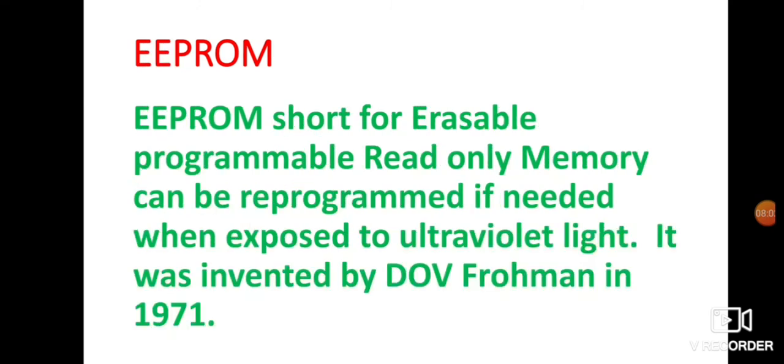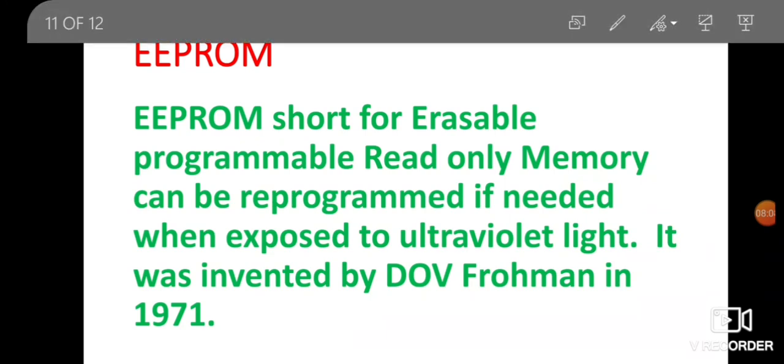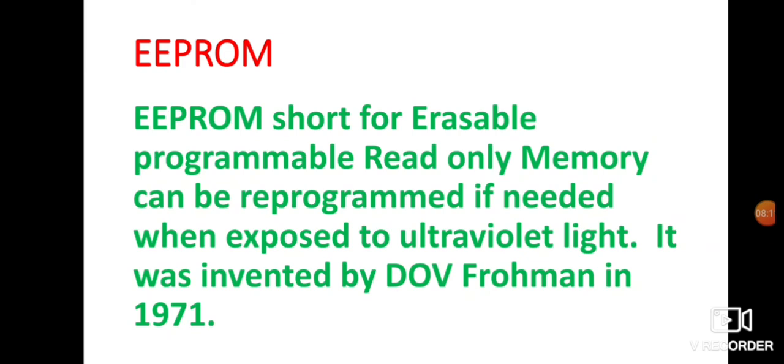Next is EPROM. It is not double E. Sorry, there is a mistake. It is EPROM, single E. EPROM, short for erasable programmable read-only memory, can be reprogrammed if needed when exposed to ultraviolet light. So EPROM is that read-only memory which we can reprogram when needed by exposing it to ultraviolet light. It was invented by Dov Frohman in 1971.